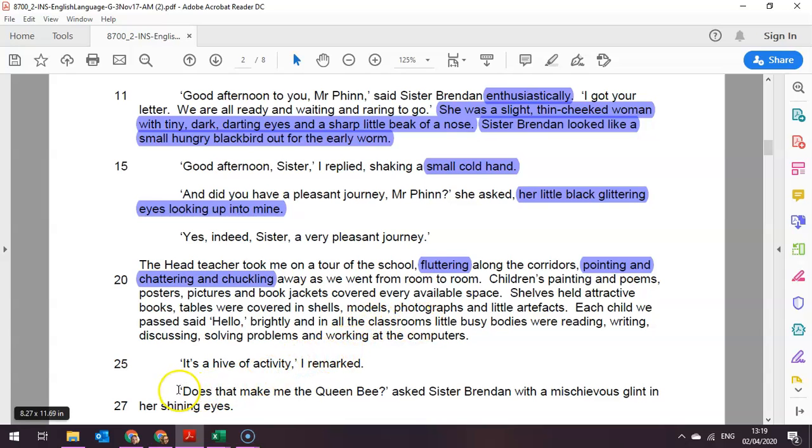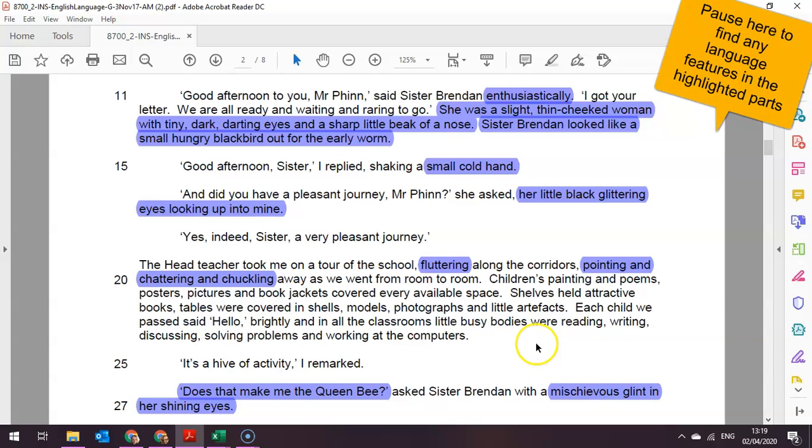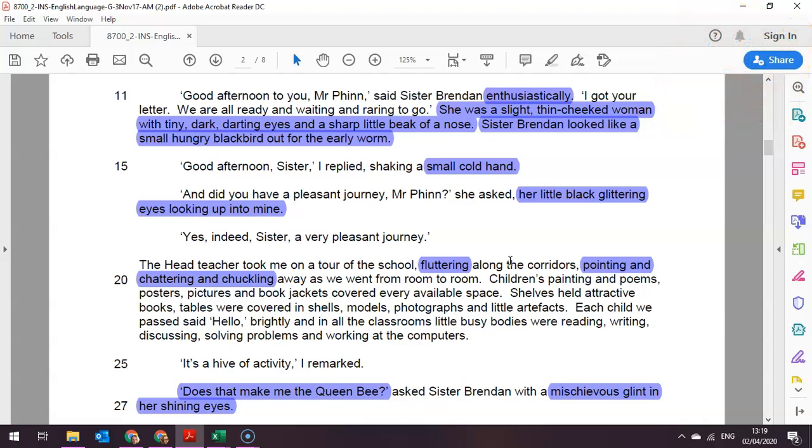We've got dialogue here. Does that make me the queen bee? And then we've got a mischievous glint in her shining eyes. So that's just from a quick look through. We've got quite a lot that is describing Sister Brendan. I haven't looked for language features there. I did mention dialogue, but I haven't looked at language features at all. All I have looked for is anything that describes Sister Brendan.